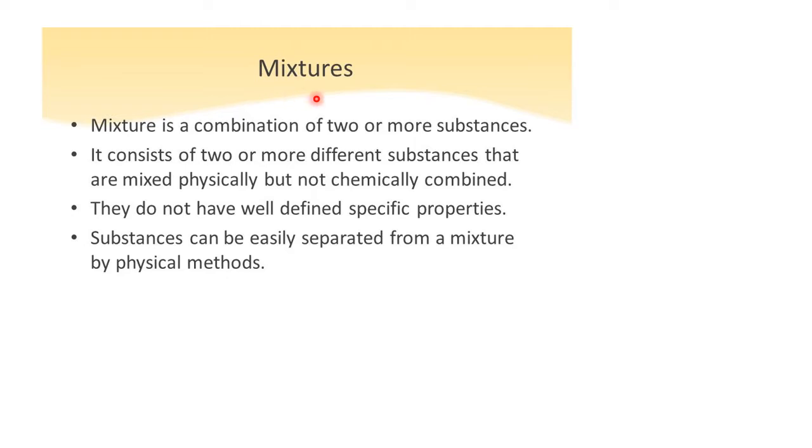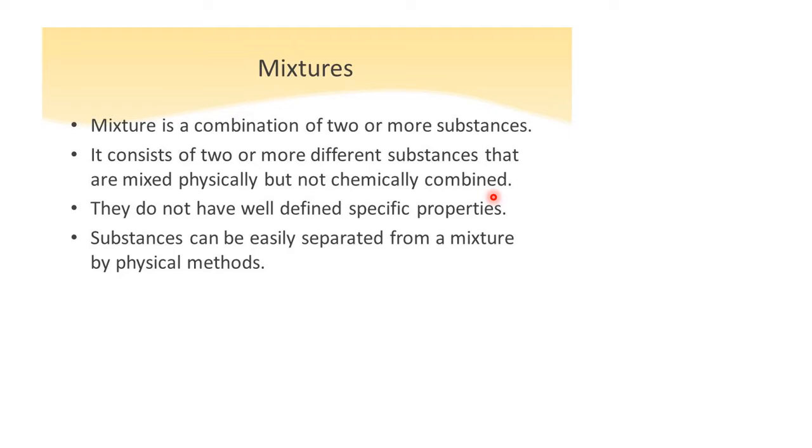The word that comes here is the mixture. What is a mixture? A mixture is the combination of two or more substances. So when two or more substances are in a group or they are joined together, they are called mixtures. They consist of different substances. Mainly they are mixed physically but not chemically combined.